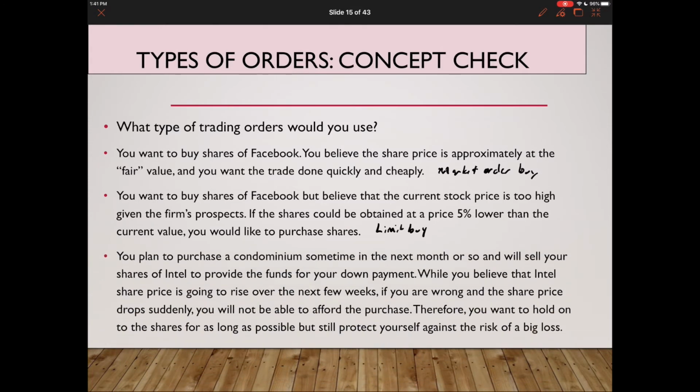Third example, you plan to purchase a condominium sometime in the next month or so and will sell your shares of Intel to provide the funds for your down payment. While you believe that Intel's share price is going to rise over the next few weeks, if you are wrong and the share price drops suddenly, you will not be able to afford the purchase. Therefore, you want to hold on to the shares for as long as possible, but still protect yourself against the risk of a big loss. What type of order would you put in?